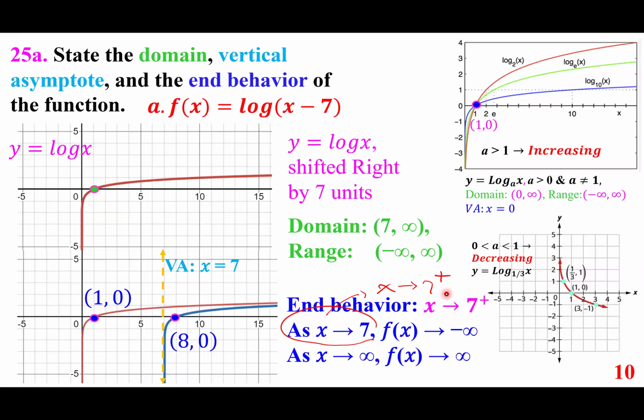So x approaching 7 from the right. That is a better way of writing it. 7 from the right. I can't really emphasize this enough. Again, we'll see that in the next course, and I don't want any confusions.